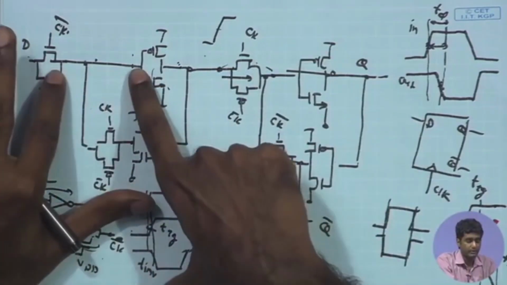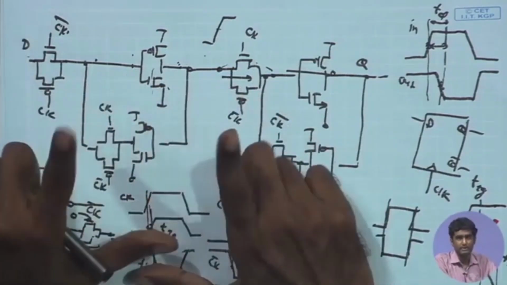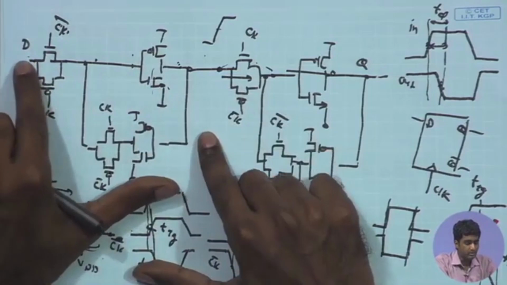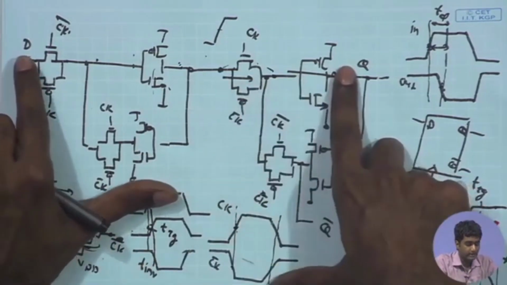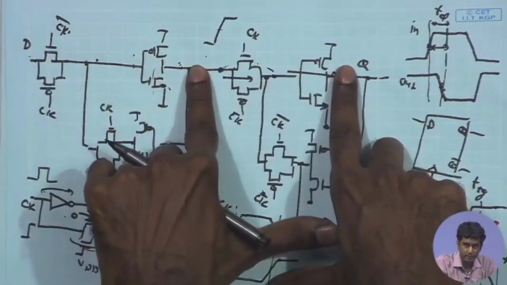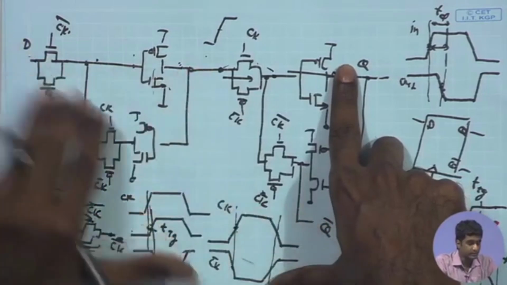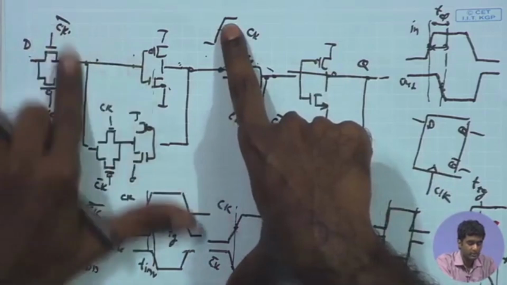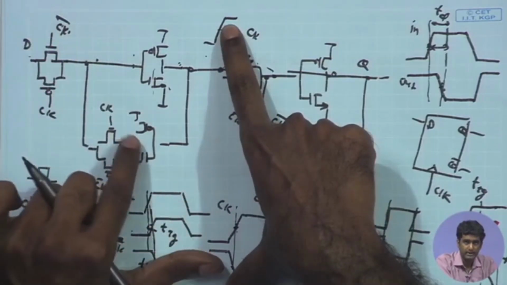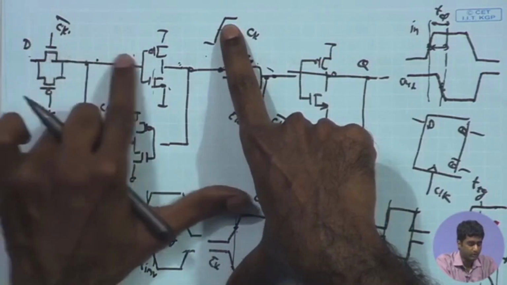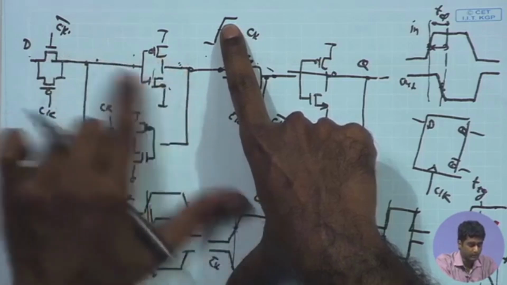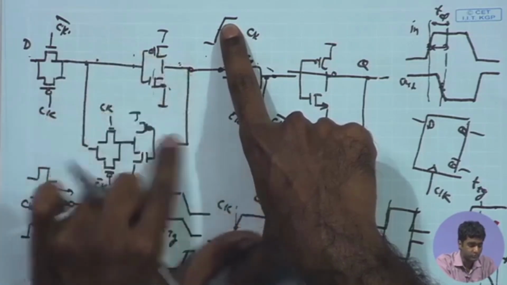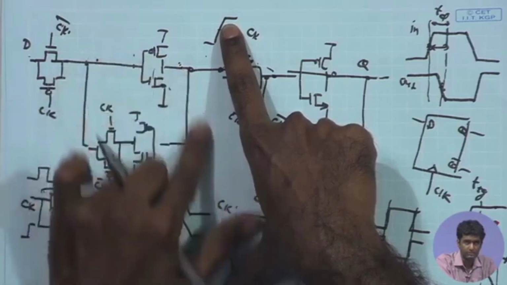However, when we are looking at the setup time, that is the time taken by the input data to propagate till this point, we are concerned with the latching operation, meaning after the positive edge of the clock, when this turns off, the data over here should be stable, and therefore, we need to traverse these two inverters and arrive at this point. So, that is giving me the setup time.